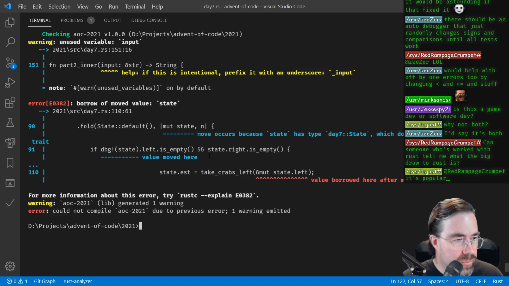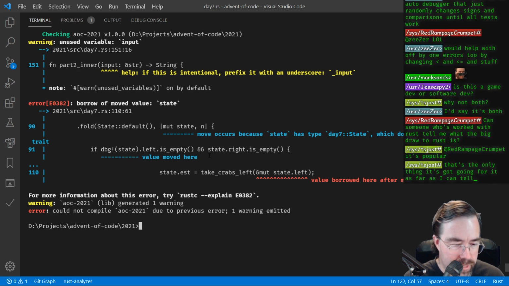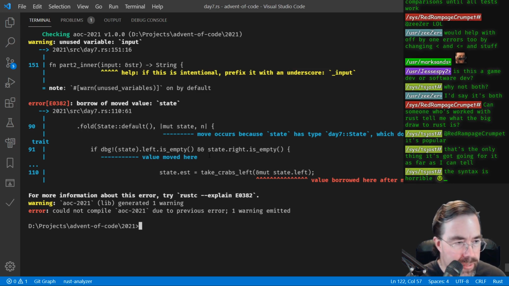Can someone who's worked with Rust tell you what the big draw to Rust is? Haven't I told you my reasons, Crumpet? It was that I was able to write a lot of my code without having to worry about race conditions and buffer overflows and numerical overflows, because rather than it being undefined behavior, Rust actually catches it. A lot of it's actually caught at compile time, but even the runtime stuff it'll catch and give me immediate feedback that I did something wrong. Syntax is horrible? I don't agree with that.